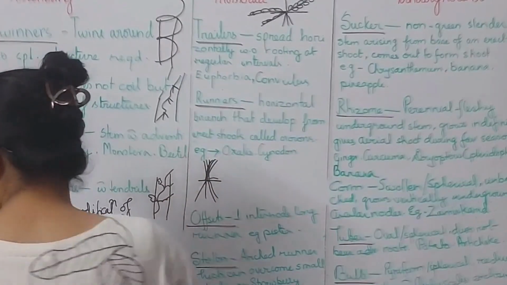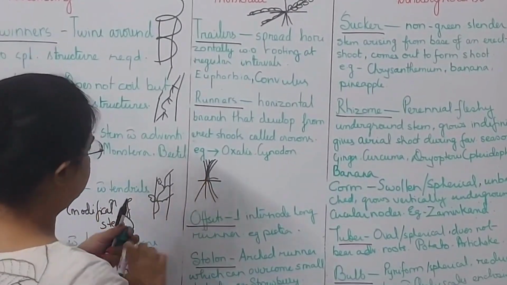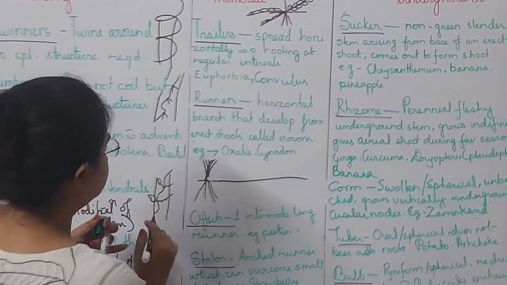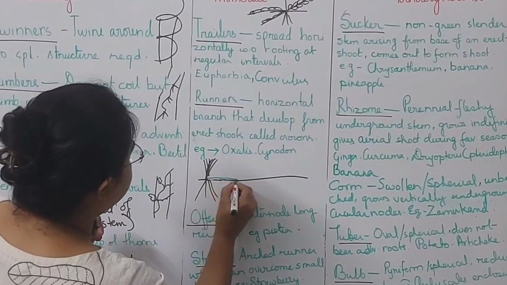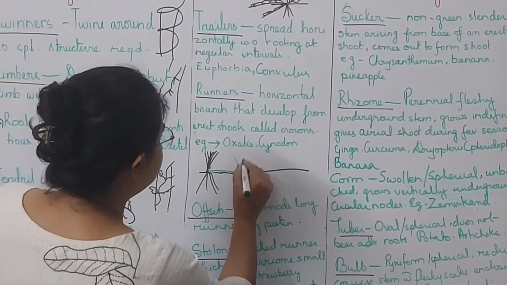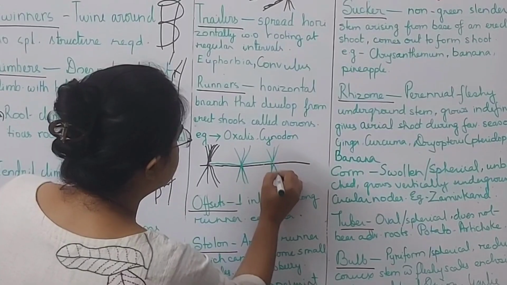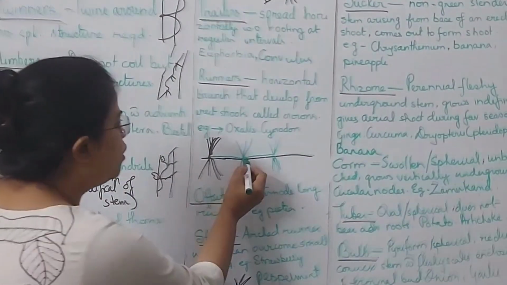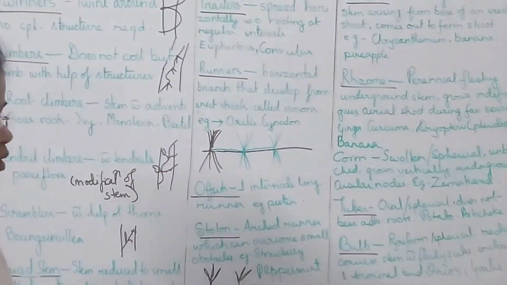Yeah. See, let me draw it with a different color. This is the soil. Okay. Parallel to the ground, it grows. Again, gives out root and shoot above. Clear hai? This is divided into many nodes and internodes. From the nodes, these roots are coming out and they are giving up the crowns.